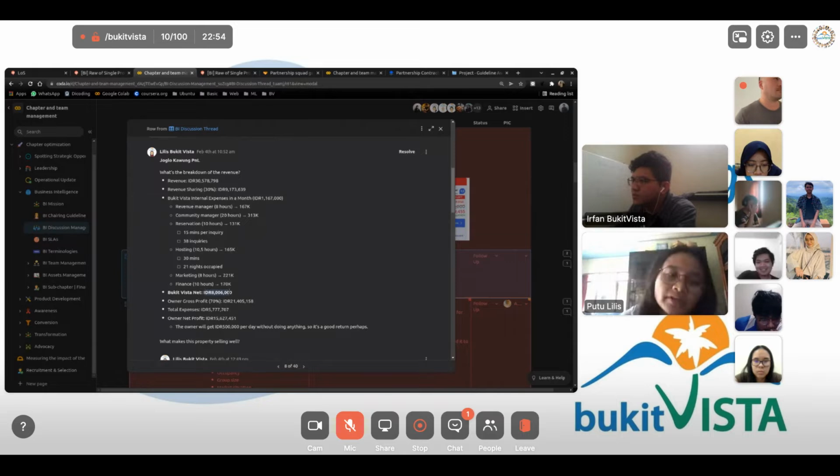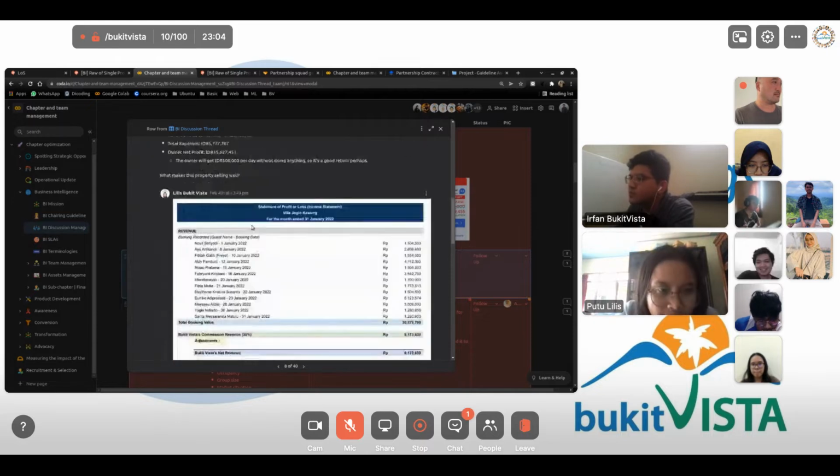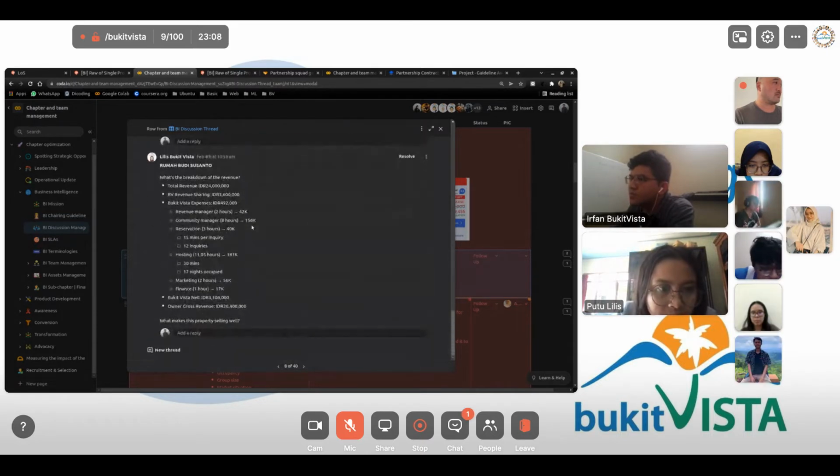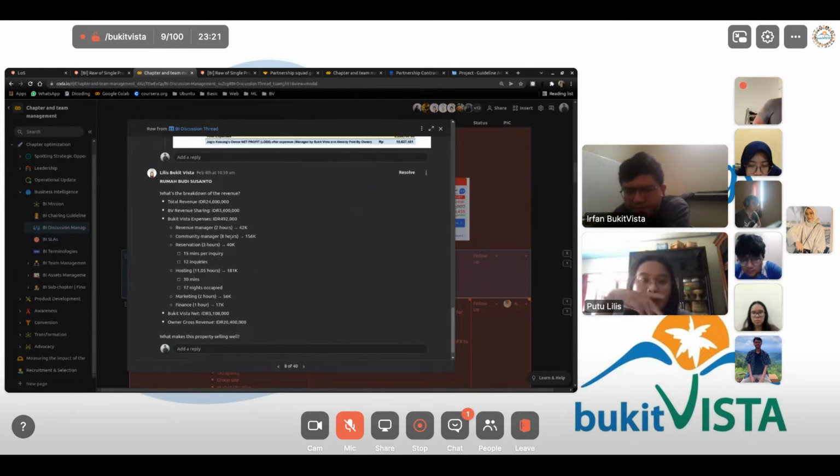With the same framework to calculate expense. And below, there is Rumah Budi Susanto, where it's actually marketing only. Yeah, that one is marketing only. We get a net benefit to Bukit Vista of about 3 juta. So in this case, if we can have the right property for full stack, it will be profitable.